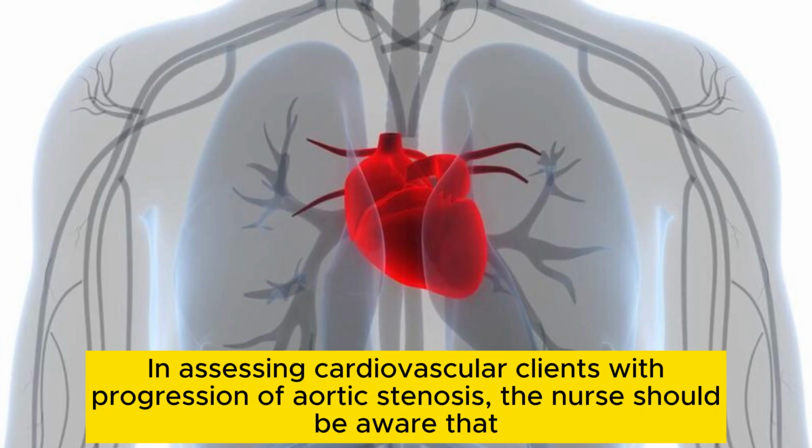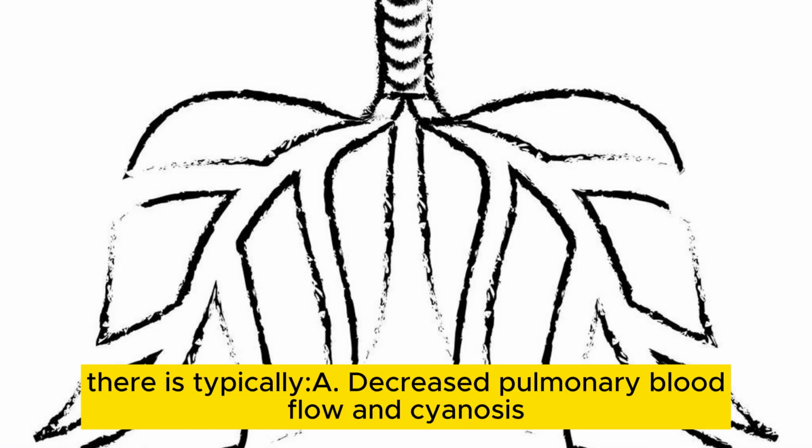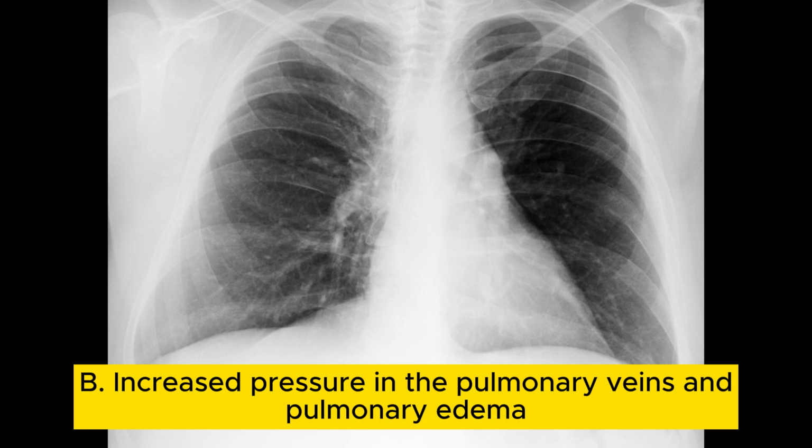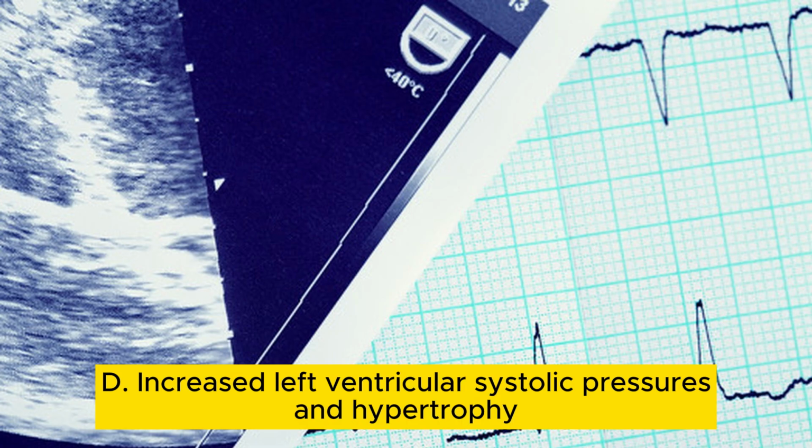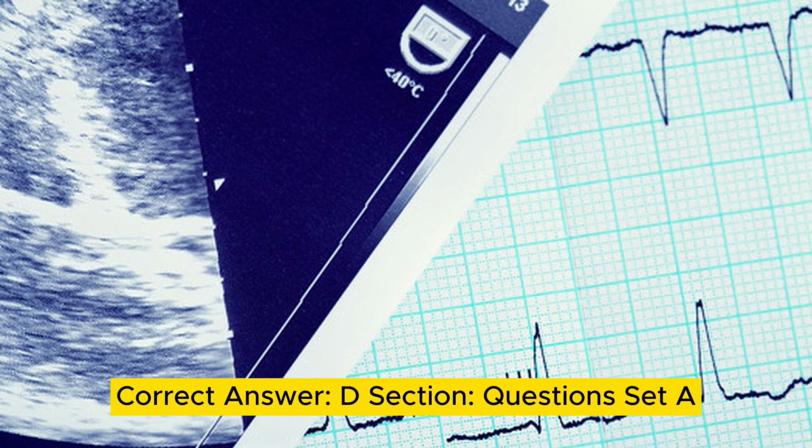Question 8. In assessing cardiovascular clients with progression of aortic stenosis, the nurse should be aware that there is typically A. Decreased pulmonary blood flow and cyanosis. B. Increased pressure in the pulmonary veins and pulmonary edema. C. Systemic venous engorgement. D. Increased left ventricular systolic pressures and hypertrophy. Correct answer: D.